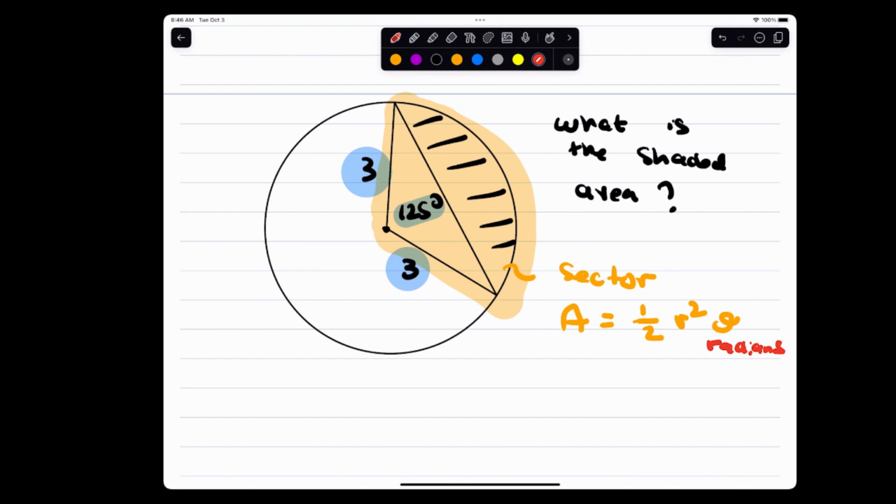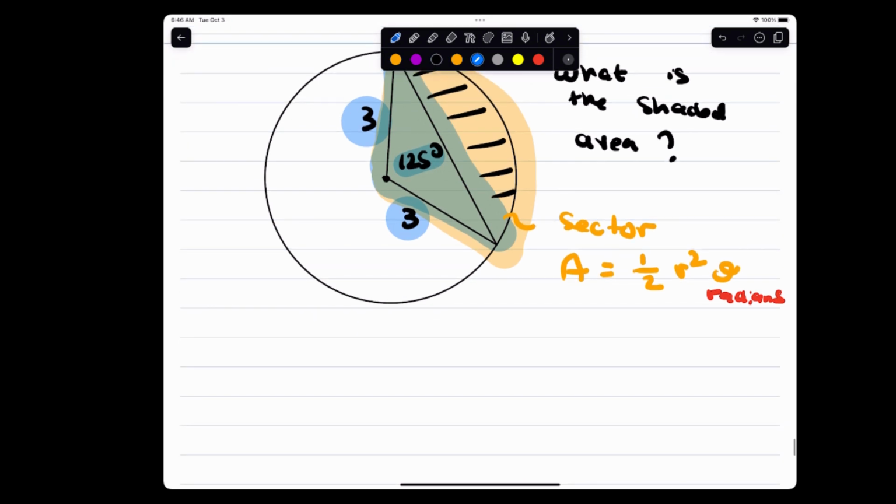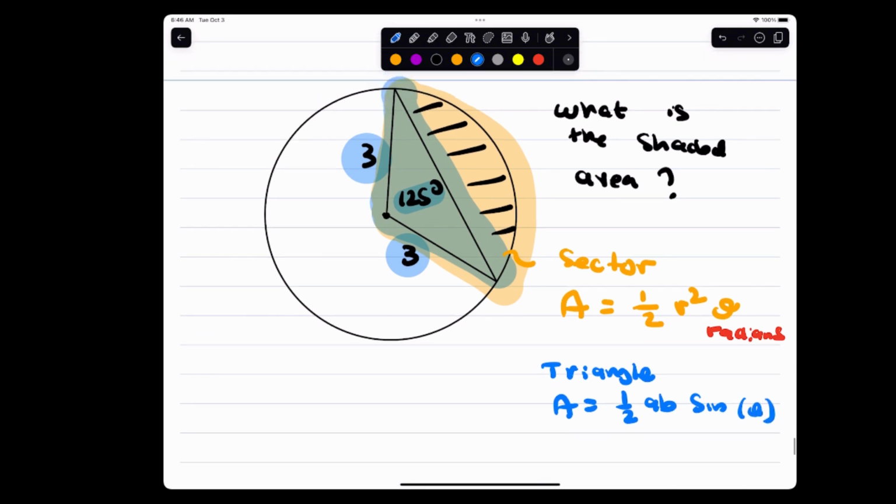And then I'm going to say this to you. In blue, what is this going to be? What's this? Is that a triangle? Okay, and blue is a triangle. So I'm going to write this down. You also have a what? Triangle. What's the area here? 1/2 AB sine theta. Is that right?